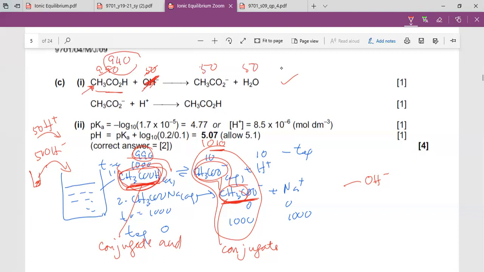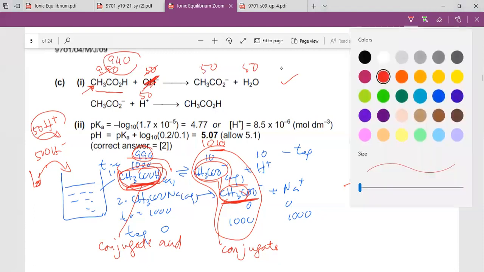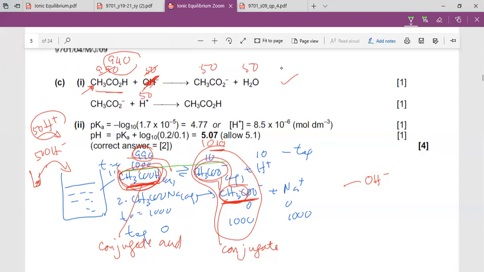Now, if you add H plus, 50 of them here. Remember this, I put the green color. This equation is reversible. This is one way, this is reversible. So remember, in the equilibrium, I got 990 of them here, and here got 10 H plus. Now, when I add this 50 H plus inside here, suddenly this will increase to 60.